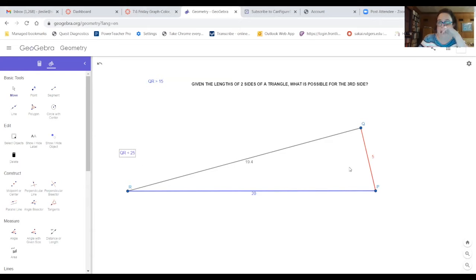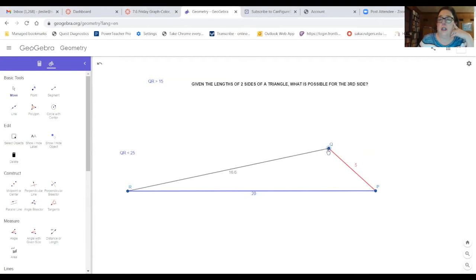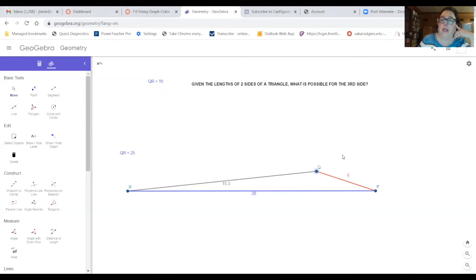So now let's look at how small can QR be. Could QR be just 1 centimeter? Well, as we bring Q closer to R, we realize this side of 5 centimeters is not large enough, and this distance will never be as small as 1. How small can it be? Well, let's get Q as close to R as we can. Again, it's not a triangle anymore. Q is right on the line PR, and the distance between Q and R now is 15. That's as small as it could be.